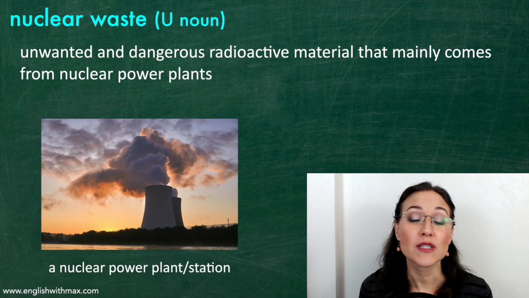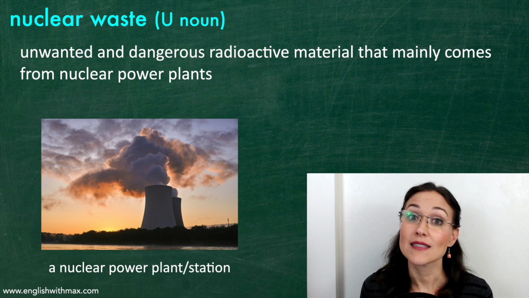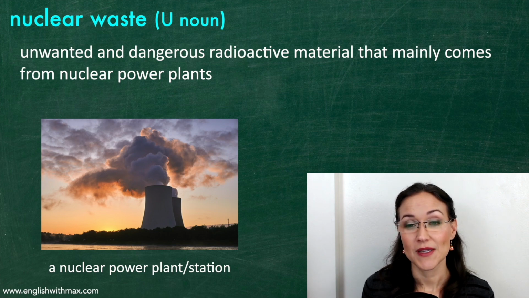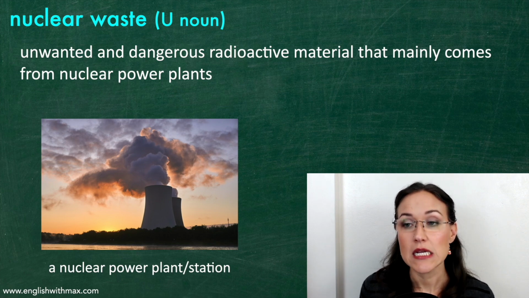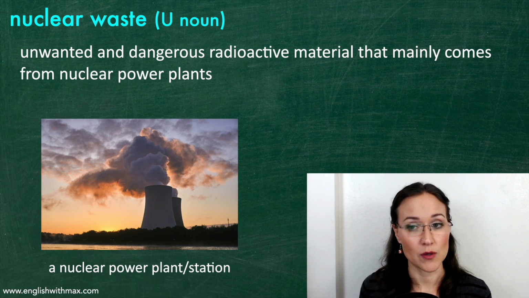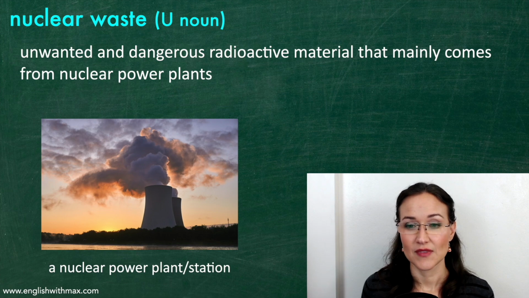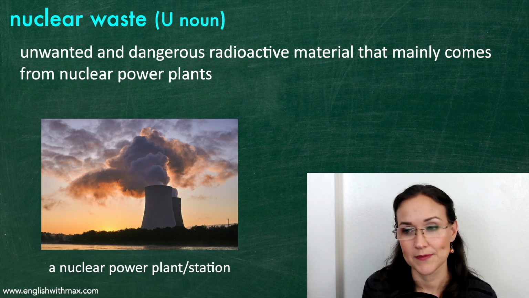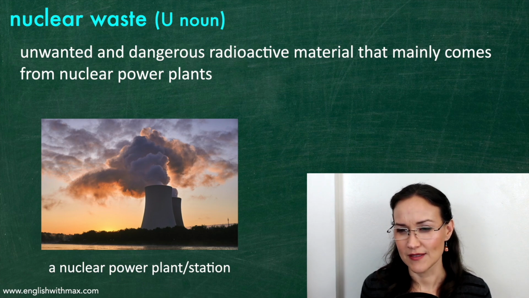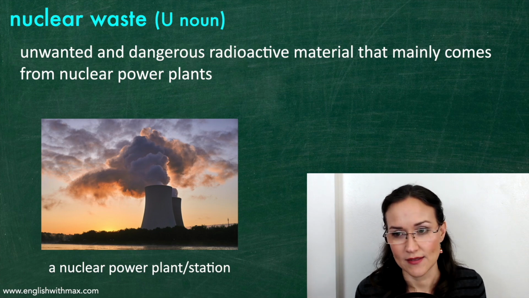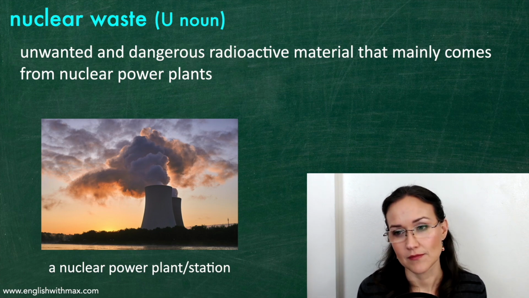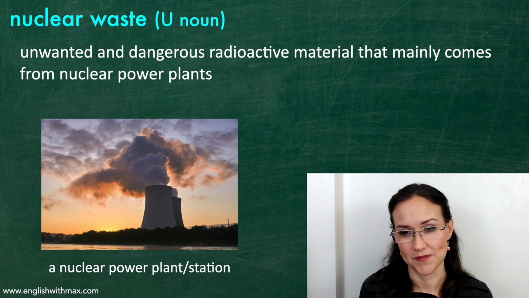Now we have nuclear waste. Nuclear waste. It's an uncountable noun. It means unwanted and dangerous radioactive material that mainly comes from nuclear power plants. In the picture, you can see a nuclear power plant or station. You guys probably know this. The white stuff coming out of the towers is not the nuclear waste. That's steam, water vapor, in other words.